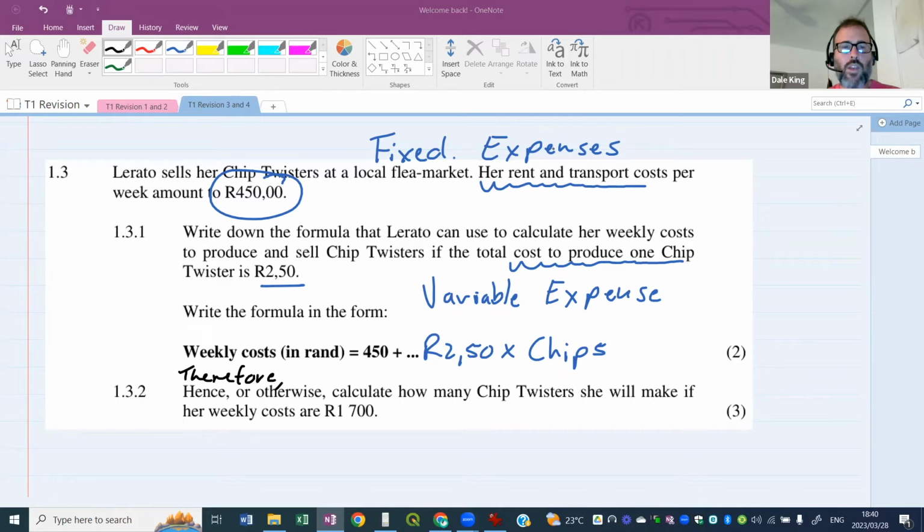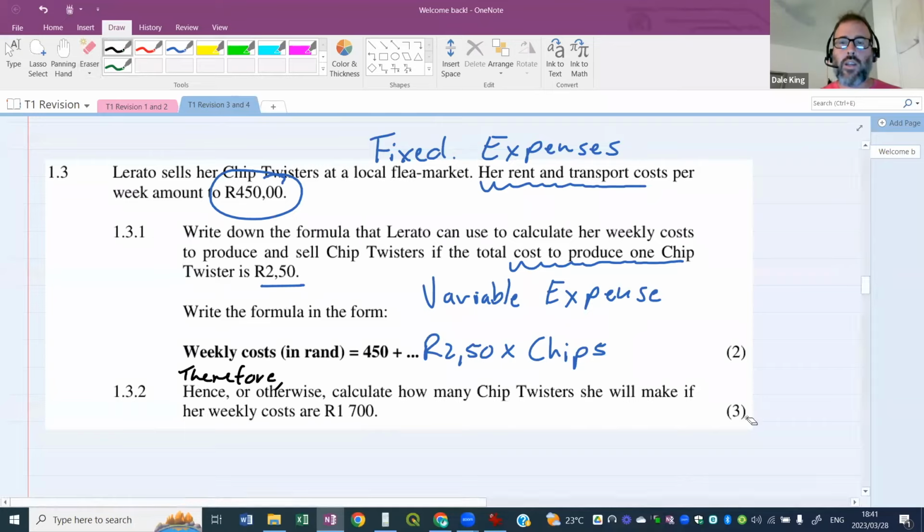So when you see the word therefore or hence, what they're saying is, now that you've done the question above, 131, you're going to use the answer there in question 132. So that word hence means take what you've done in 131 and use it now in 132. All right, so it's a clue. I need to use what I've done in 131 to help me in 132. So here comes the question in 132. Hence, or otherwise, calculate how many chip twisters she will make if her weekly costs are 1,700 Rand.